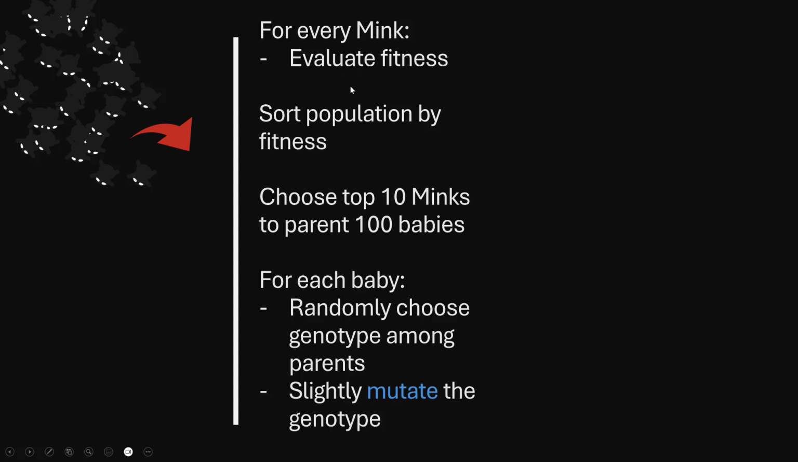We will plot a series of values and compare them with the distribution of points that we saw in the fitness function. This will give us a single float value. Then we will sort the population by this fitness from top to bottom. Then we will choose the top 10 and use them to parent 100 babies. Then for each of those babies, we will introduce mutations.